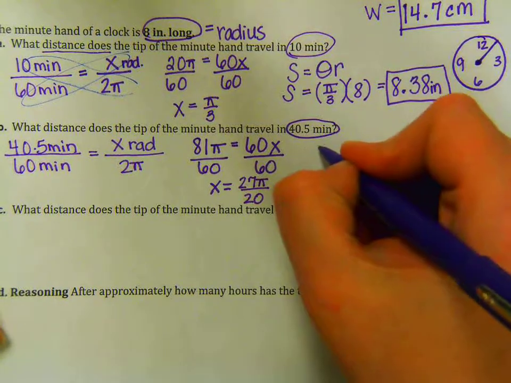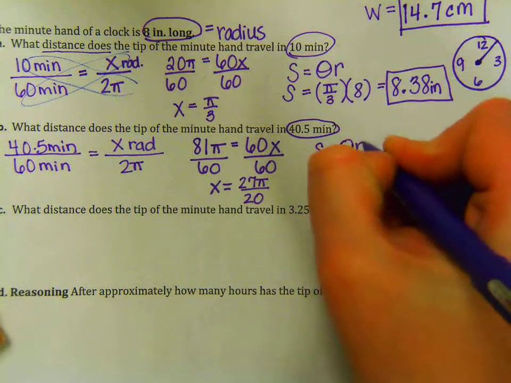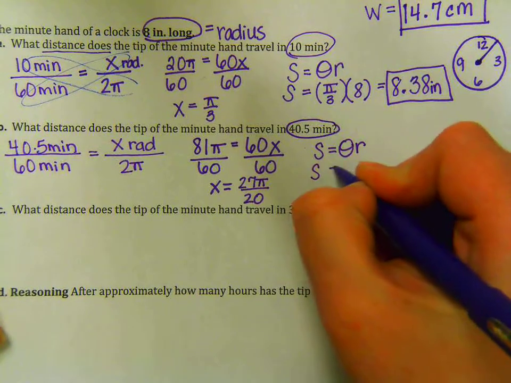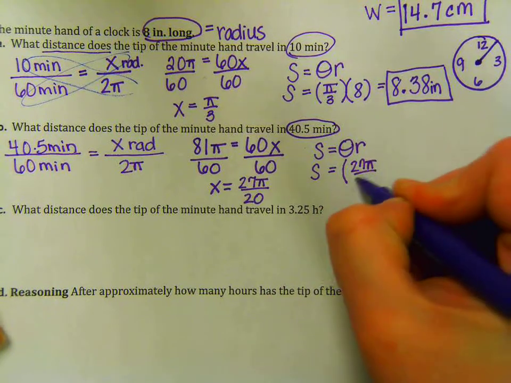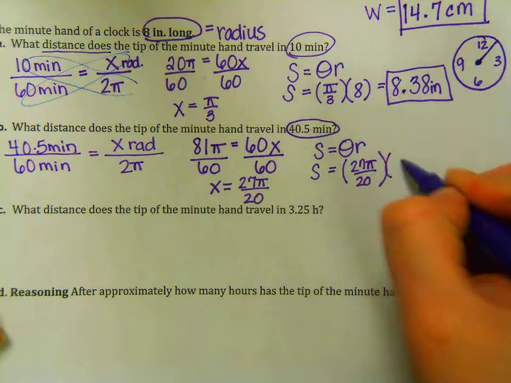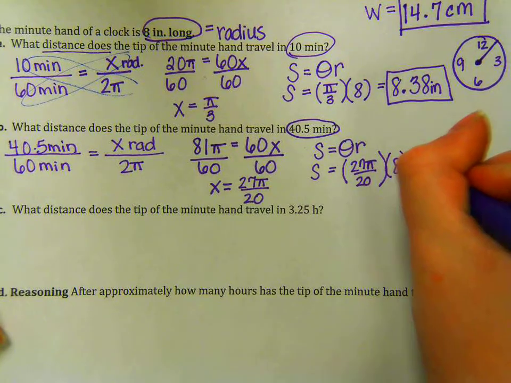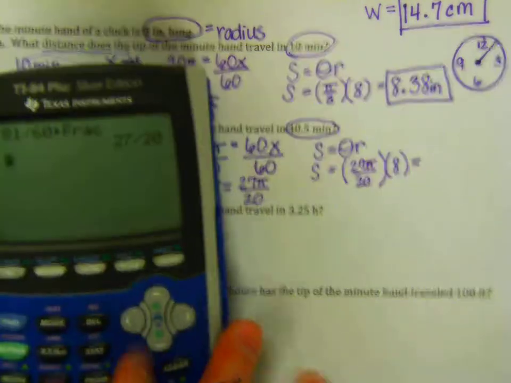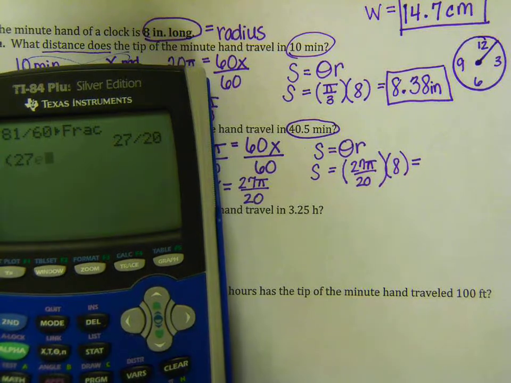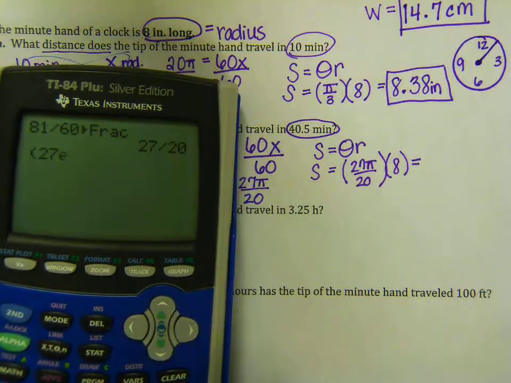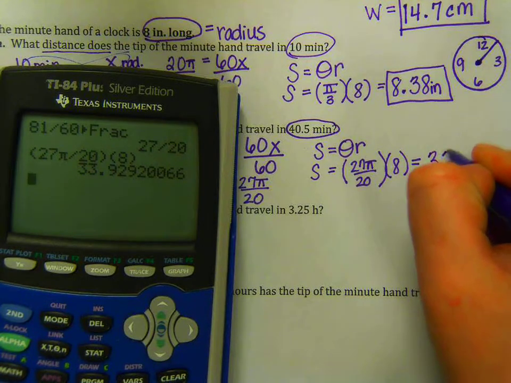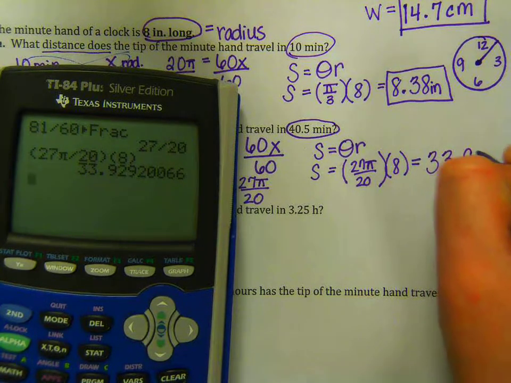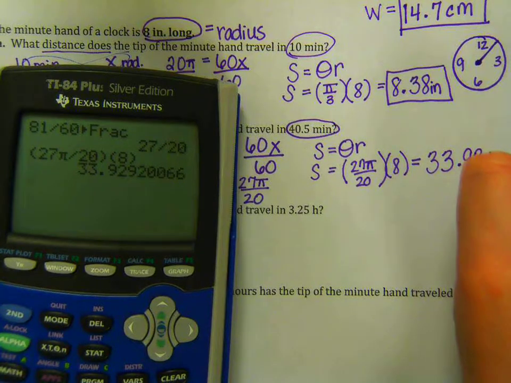Plug that into the formula. S equals theta r. Theta is 27 pi over 20. And my r has not changed. The minute hand is still the same. Multiply that out. We have 27 pi divided by 20 times 8. Again, I'm rounding to the hundredths this time. 33.93, and that's again in inches.